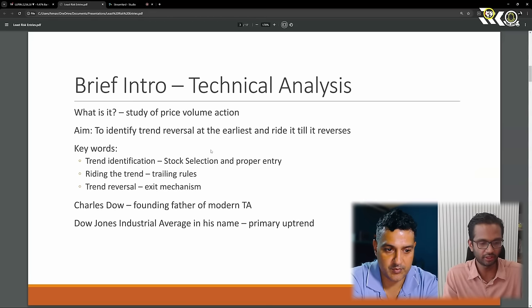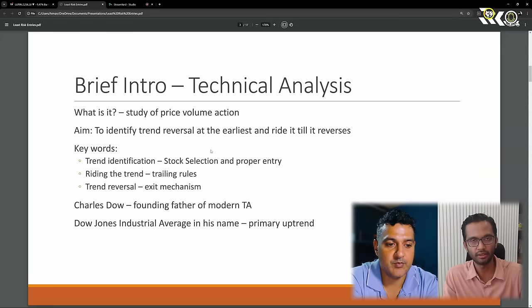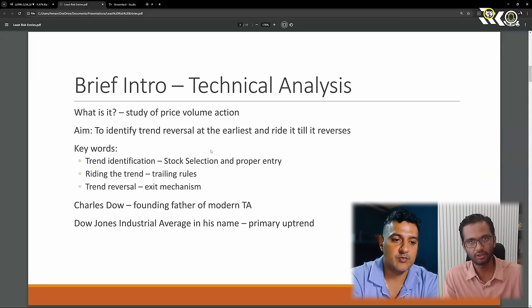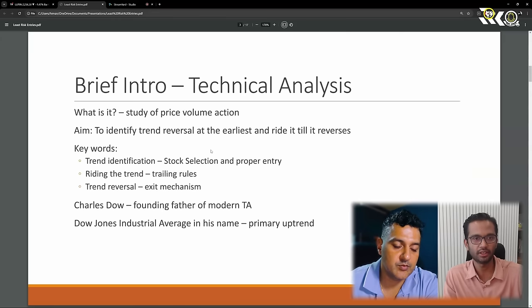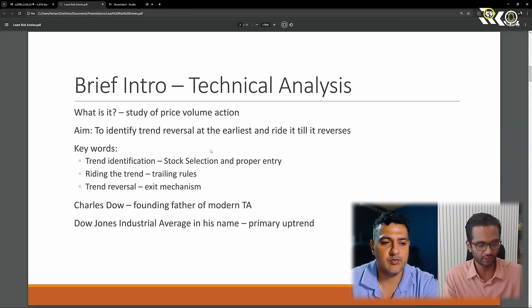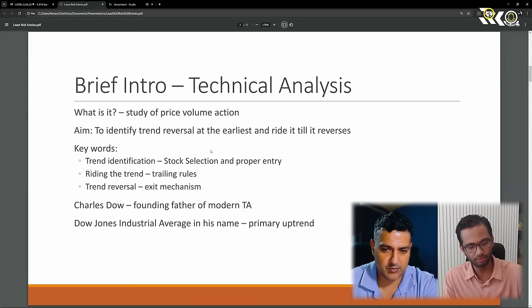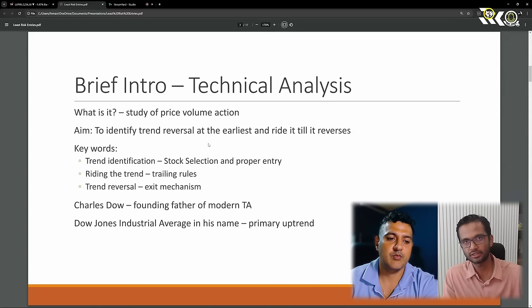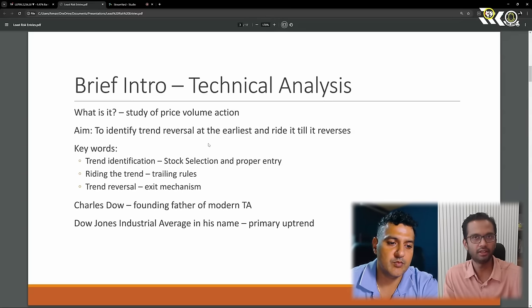Basically, we are not here forecasting something for 10 years down the line or 15 years down the line. That is highly unpredictable, and the longer the period of forecast, the less the accuracy. So what is it? It is just a study of price and volume action. Whenever you do a transaction, there are three pieces of raw information that you receive: one is the price, one is the volume, and one is the time of the transaction. So TA is nothing but the study of price and volume action, and the aim of a technical analyst is to identify trend reversal at the earliest and ride it till it reverses.